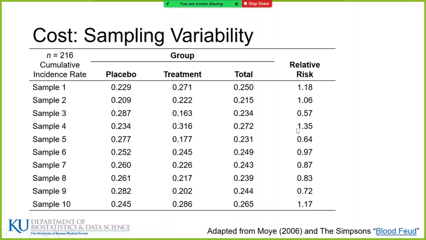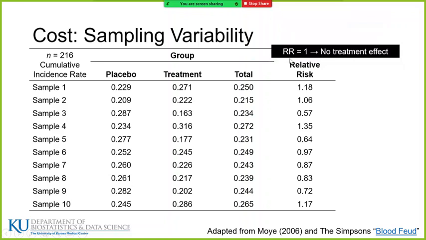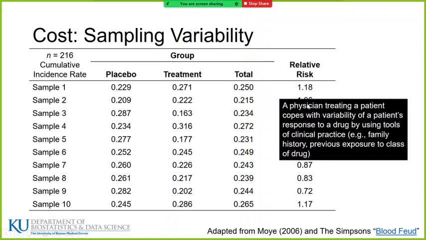We found huge increases in the relative risk. So what's going on? Just a reminder, the truth should be a 17% reduction, a relative risk of 0.82. But even when we're using randomization, we have a randomized controlled trial in a random sample, we have demonstrated that it's still possible to get internally invalid results. In other words, we don't mirror that clear mortality reduction in the population in our sample.